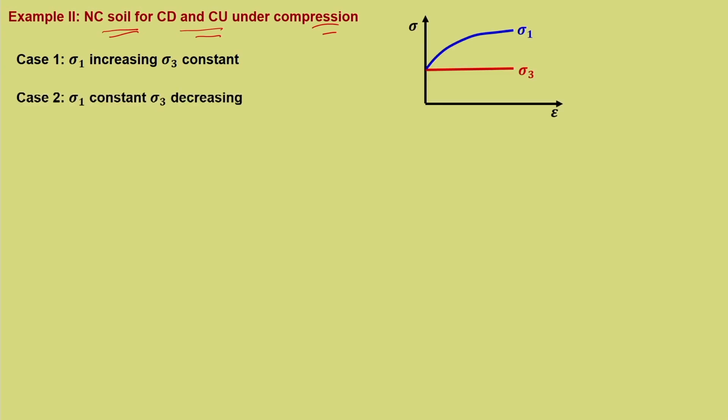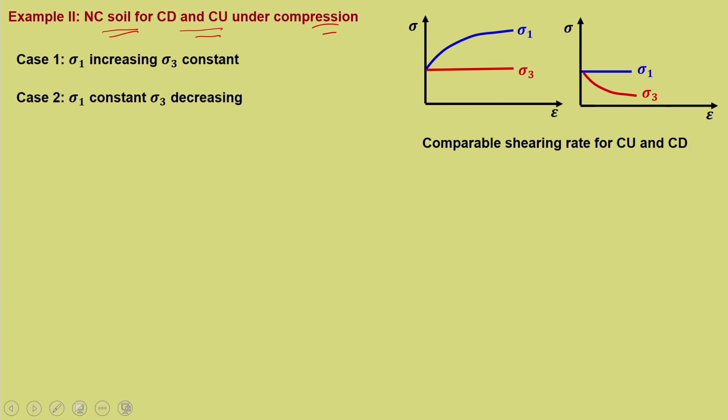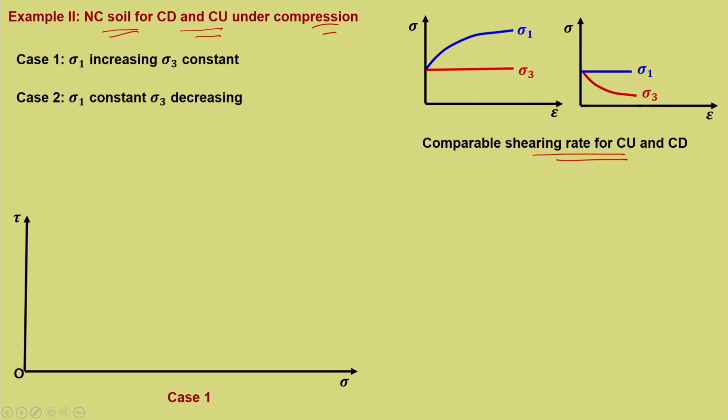Now, we will see another example, example 2. The earlier one was for granular soil, sand, and here we will take an example of NC soil for CD and CU under compression. Again, the cases are the same: increasing sigma 1 with sigma 3 constant, and case 2, sigma 1 constant with sigma 3 decreasing. So, it is the same type of response. The only important aspect that we need to keep in mind, in the comparison of both CU and CD, is that the shearing rate has to be the same.